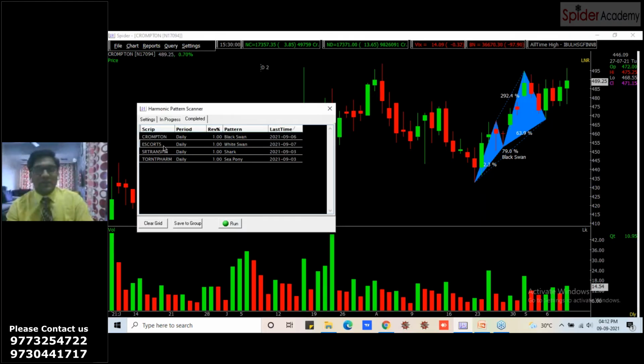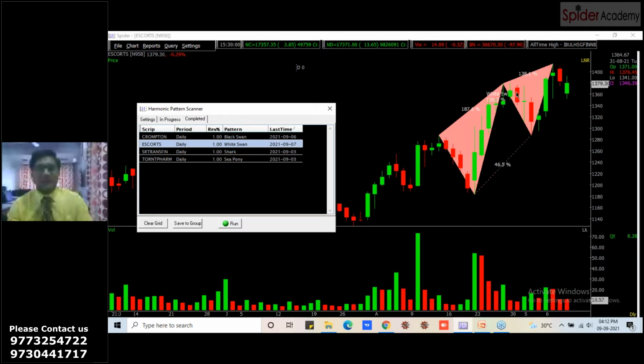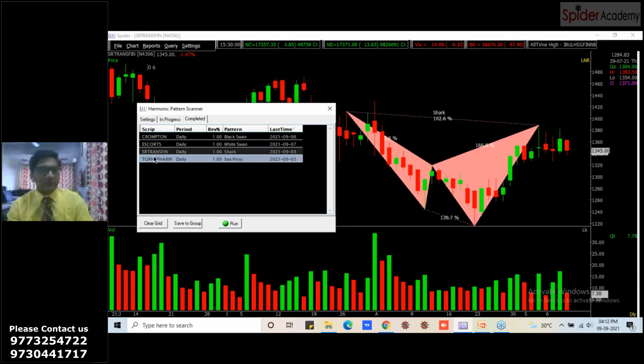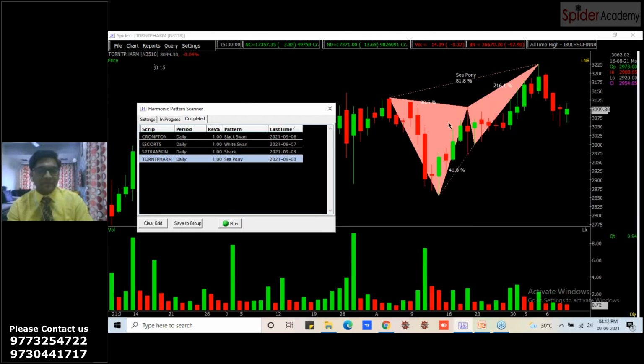Here in Escorts we can see it is forming a red pattern, that is a bearish one. This particular top is 1413, the point where Escorts has a reversal to the downside. In the same way, we have Shriram Transport Finance, also bearish, and in Torrent Pharma we have the same bearish pattern. So right now, what we have seen is for the completed ones. Now we will move on to how we can trade these harmonic patterns.